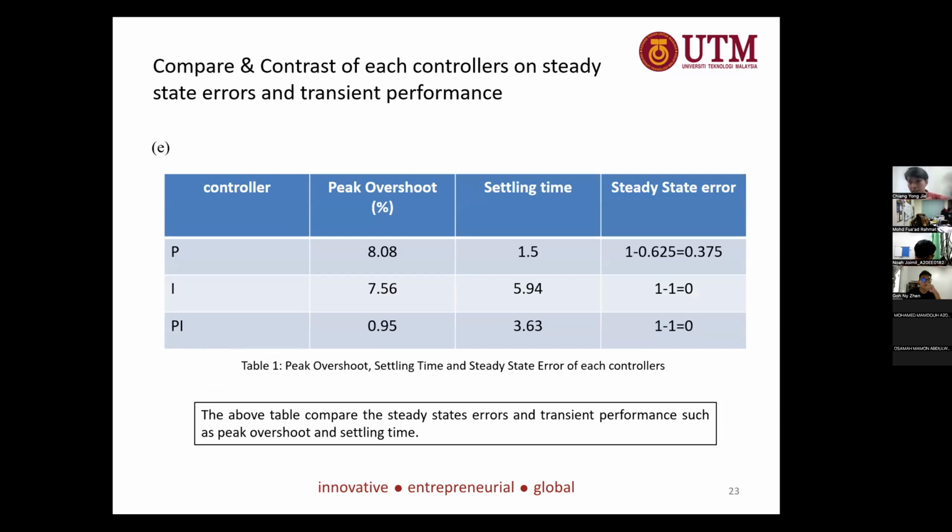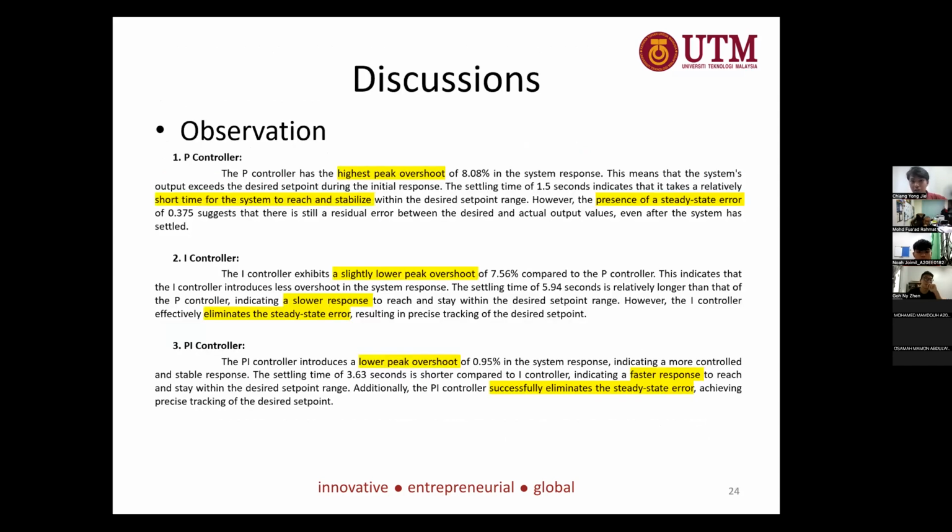After getting all the data that I explained just now, I put it into a table, so that we are able to see it clearly. From the data that I obtained, I can come to a conclusion that the P controller has the highest peak overshoot and requires a short time for the system to stabilize.